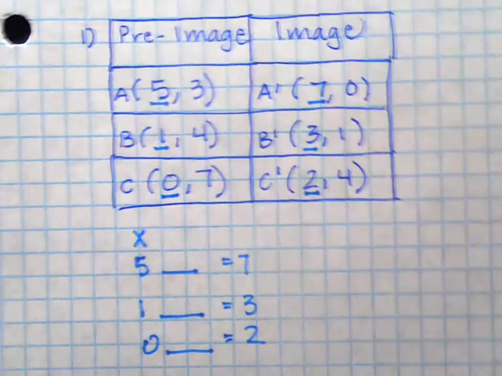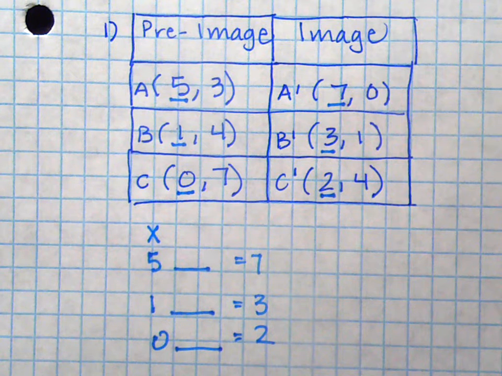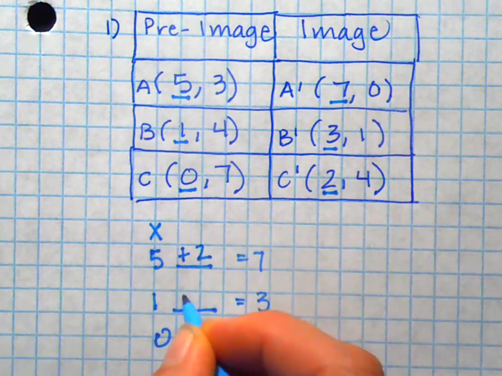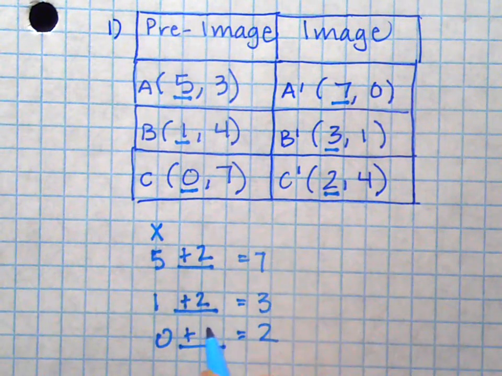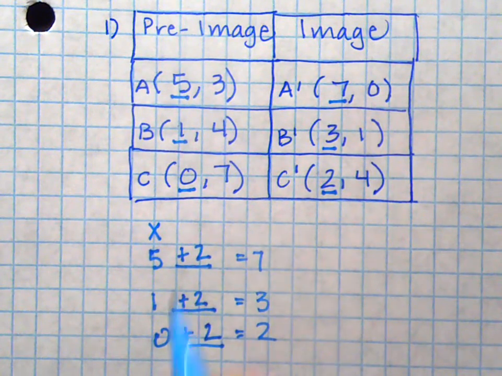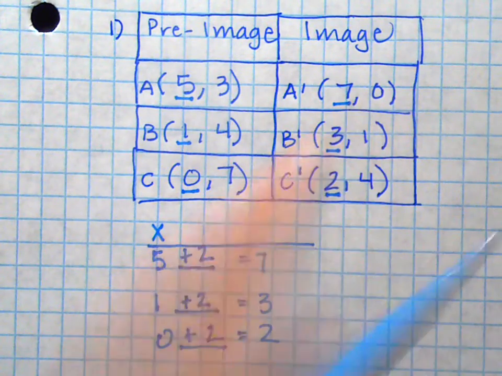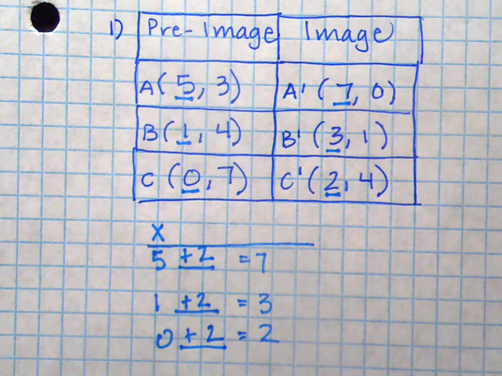I want you to take a minute. I'm going to put a question in the formative about what math you think might be happening here to get from the pre-image x-coordinates to the image x-coordinates. All right. If you said add 2, add 2, add 2, you are absolutely correct. To go from the pre-image to the image, we had to add 2 to the x-coordinates.